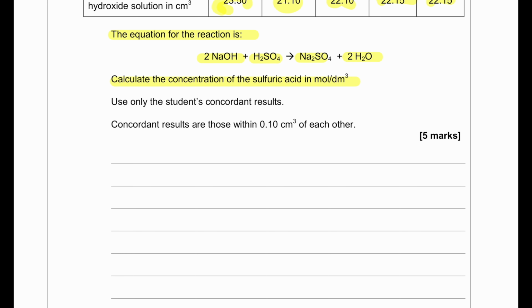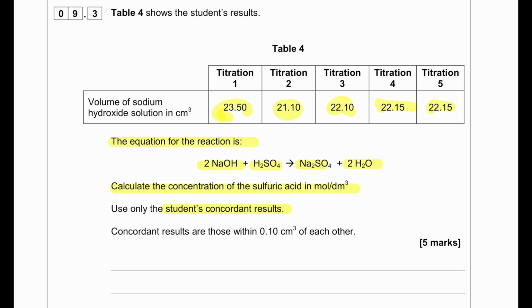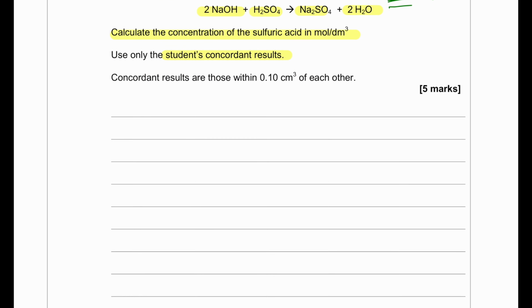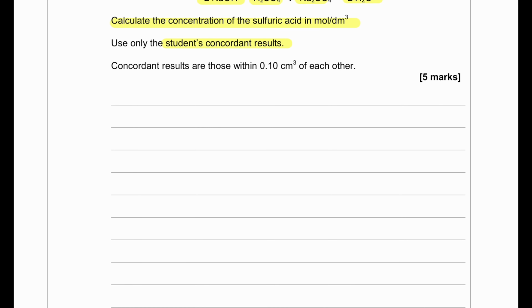Alright, so we can use only the student's concordant results. So how do we determine what is a concordant result? We determine a concordant result by looking at the results that are within 0.1 cm³ accuracy. So first of all, these two are cancelled because they are not within 0.1 cm³ accuracy. 22.10, 22.15 or 22.15, in all of these cases they are correct. So the concordant results can be titration 3 and 4, 4 and 5, or all of 3, 4 and 5, because 4 and 5 have the same value. So we can just choose one of the values from there.